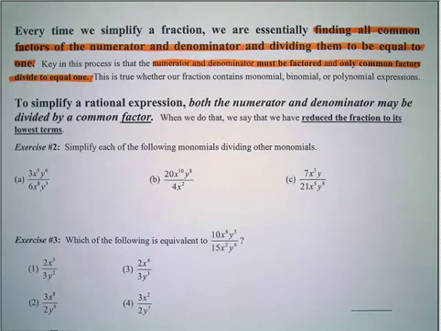To simplify a rational expression, both the numerator and denominator may be divided by a common factor. When we do that, we say that we have reduced the fraction to its lowest terms.